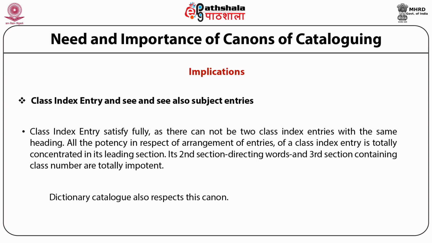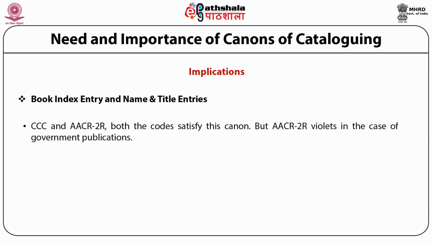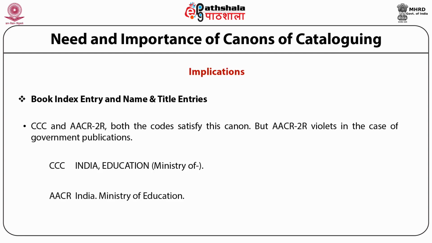Dictionary catalog also respects this canon. Book index entry and name and title entries, CCC and AACR2R, both the codes satisfy this canon, but AACR2R violates it in the case of government publication. In CCC, it is recorded as India, Education, Ministry of. It means the subject of ministry is given in capital letters, while in AACR2R, it is written in normal letters, India. Ministry of Education. Of course, Ministry of Education is underlined.